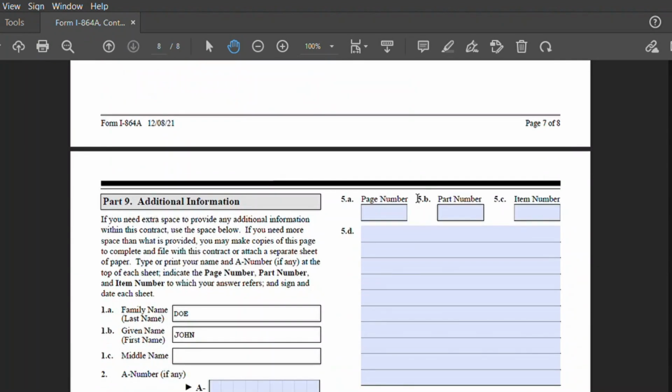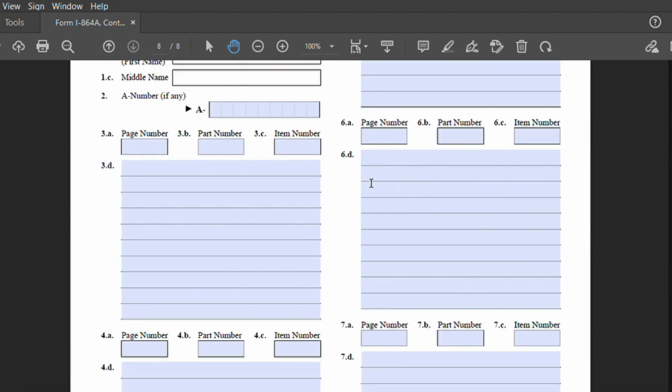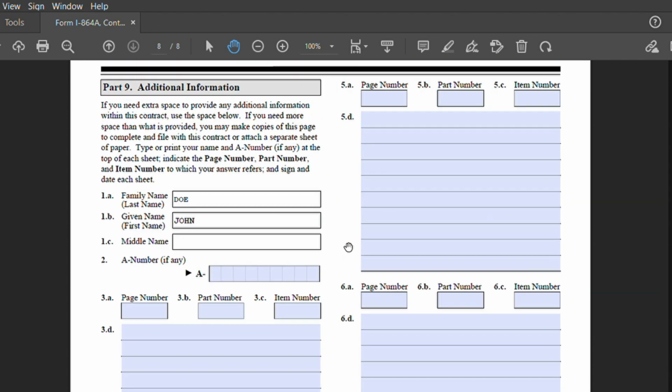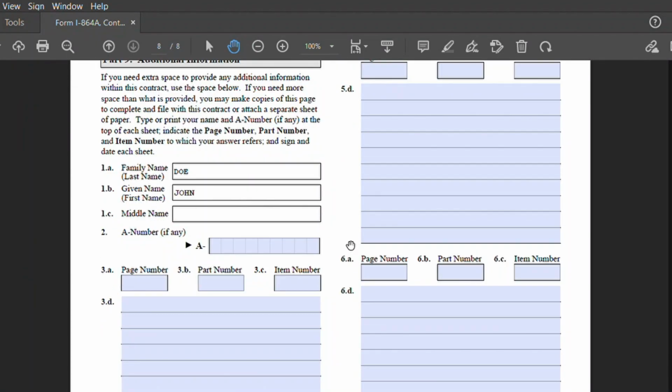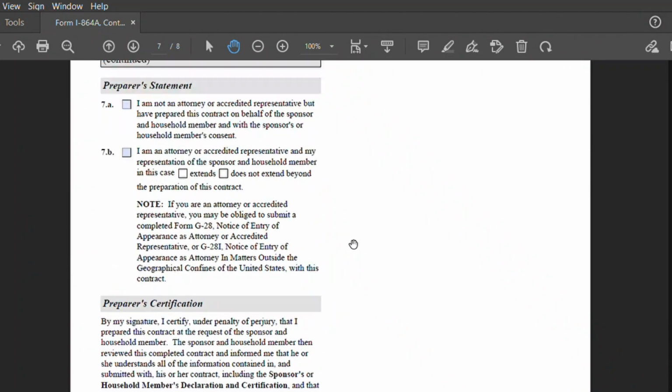And finally, the additional information page. If there's anything that you would like to clarify, you can include this here. And I also have a video specifically talking about how to use the additional information page.